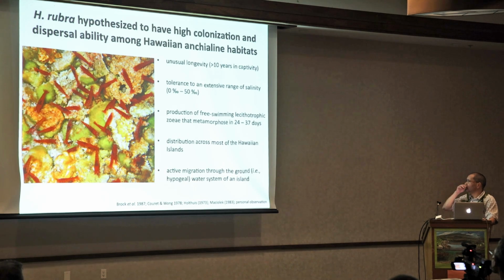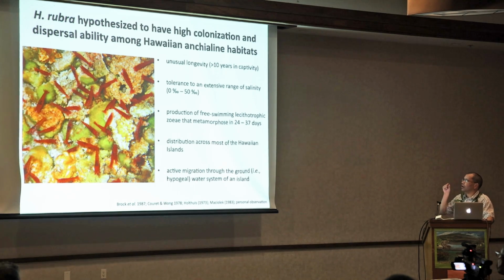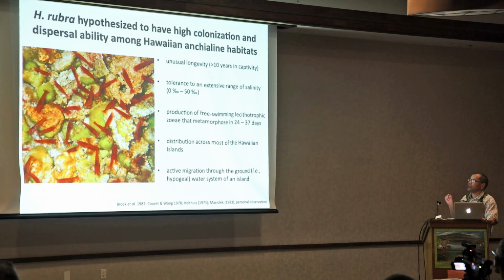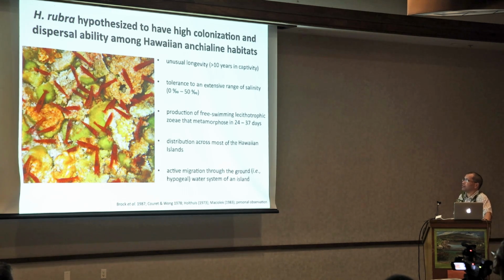For example, in spite of being a small invertebrate, Halocaridina has unusual longevity. Individuals have been kept alive by people I've talked to for at least 10 years. I've kept some alive going on 20. Some people have said up to 30 years. So when you have an individual shrimp that can live up to 30 years, you would expect that basically they should be able to move from habitat to habitat pretty effectively.